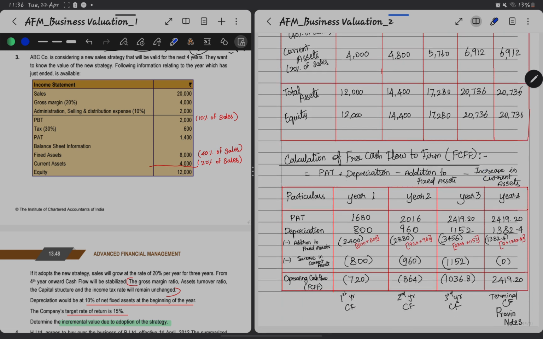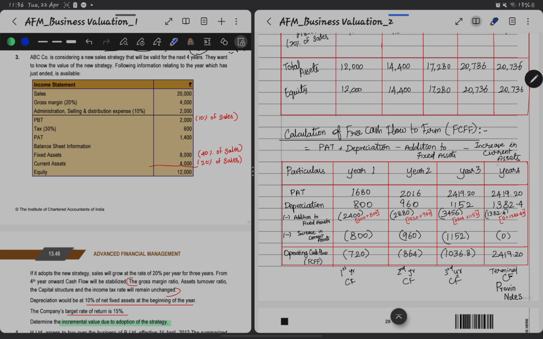Okay, then we need to reduce the addition to fixed assets and then reduce increase in current assets also, nothing but the working capital changes. In the given case, there is no current liabilities or anything such. So with the available information we'll be taking only the increase in current asset, which has to be reduced from this PAT to arrive at the free cash flow to firm, and then the capex movement also, which is addition, that has to be reduced.